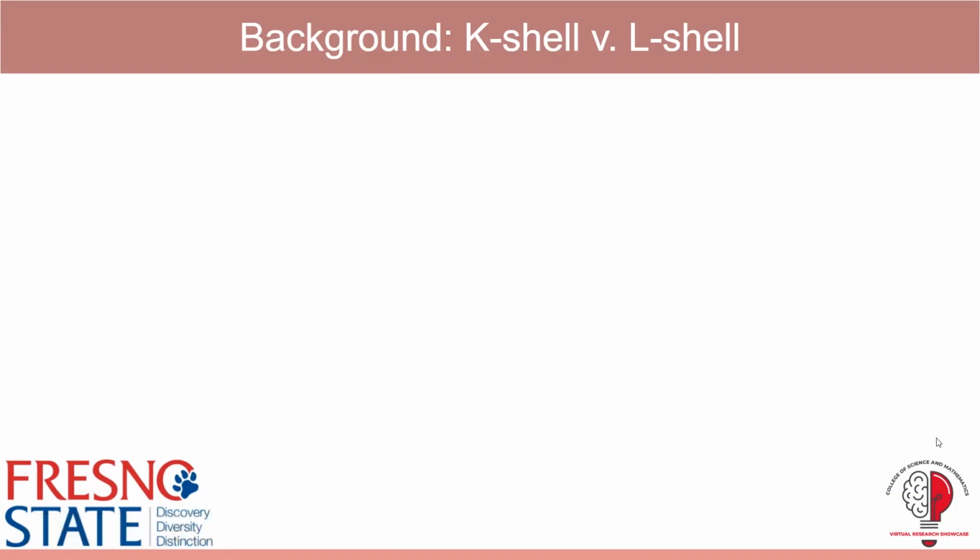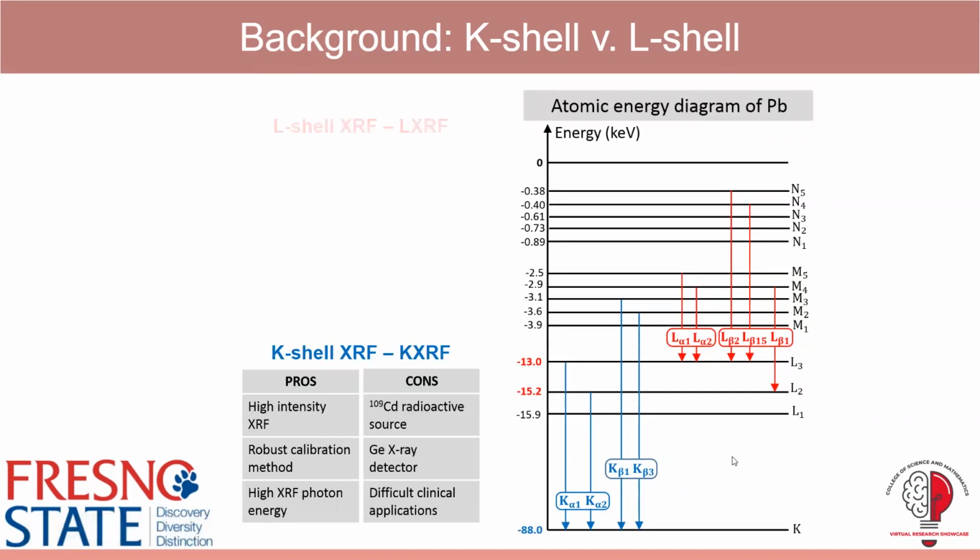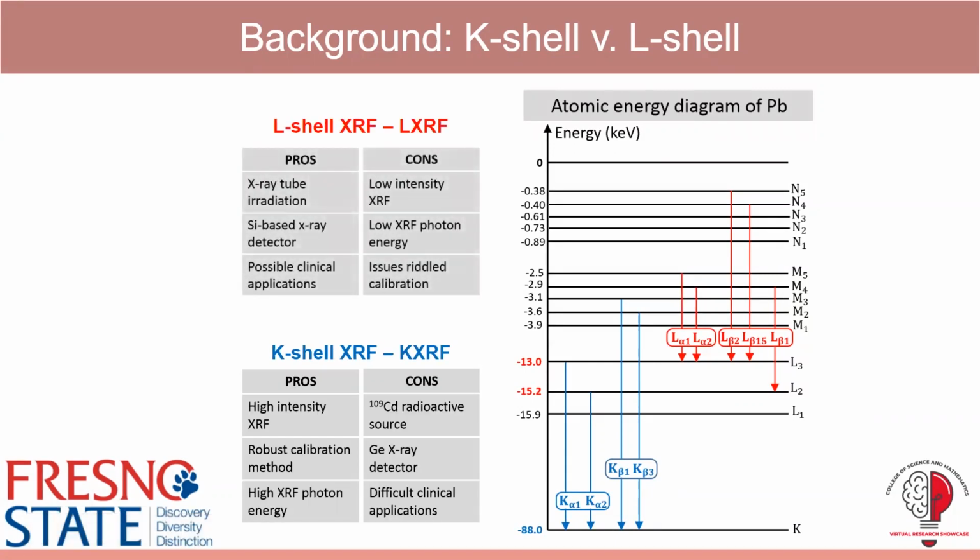Now, I'll just briefly touch on the differences between K and L shell XRF for the sake of time. This is an example of the atomic energy diagram of lead, and so you can see all of the K shell XRF are the blue lines and the L shell are the red lines. So this is all of these subshells, and you can see the binding energy for the K shell is much greater than the binding energy for the L shell. So it requires a lot less energy to kick off an L shell electron than it does for a K shell electron. And that is an obvious benefit for L shell and why we want to use it in our research.